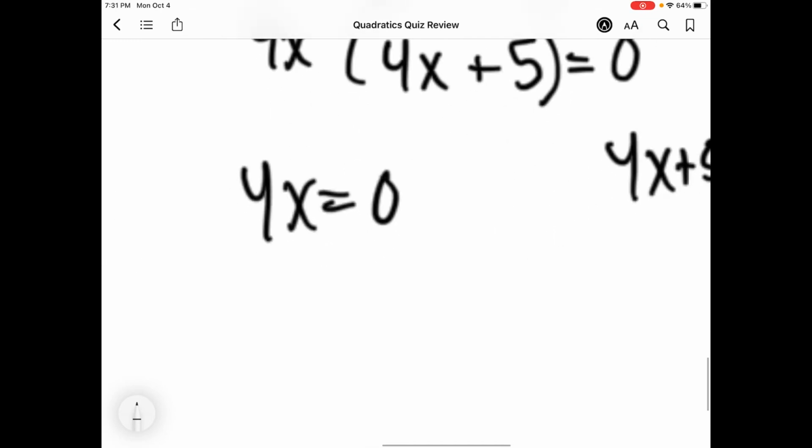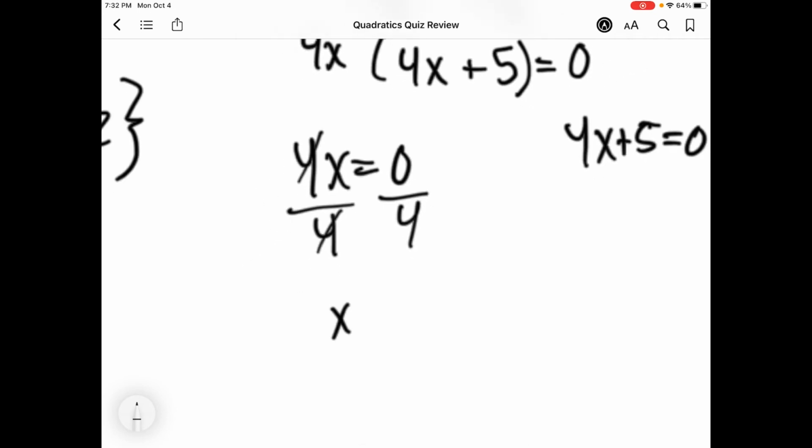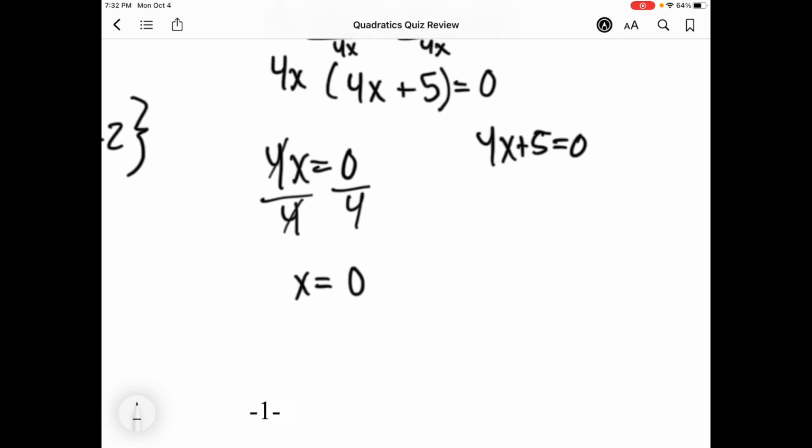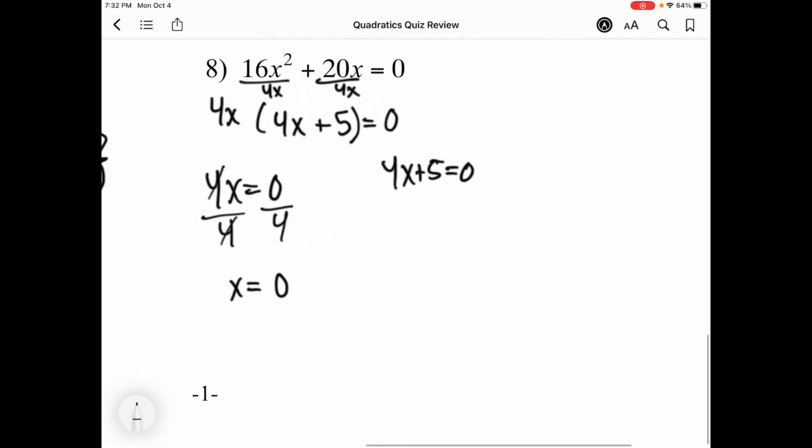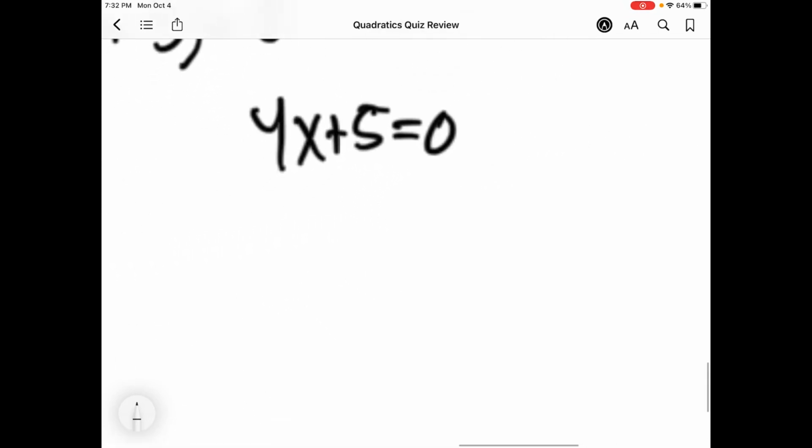So to solve this one first right here, I have 4 times x. So to get rid of that 4 in front of x and get x by itself, I'm going to do the opposite function, divide both sides by 4, right? These cancel out. They just become 1. And then x equals 0 divided by 4 is just 0. 0 divided by any number is always going to be 0. Okay, so that's our first solution.